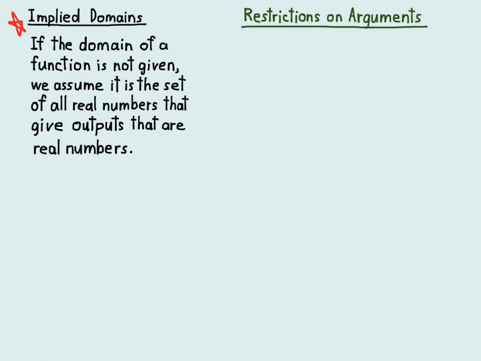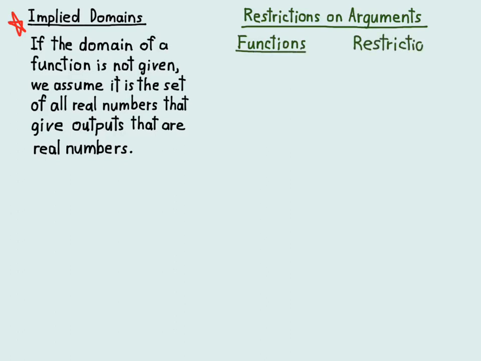Okay, so we call these restrictions on arguments. That would be numbers that cannot be used for the argument. The argument is the stuff that you're doing something to. So like if you had a squaring function, if you're squaring x, then x is the argument. If you're squaring x minus 1, then x minus 1 is the argument of the squaring function. Okay, so the argument is sometimes x and it's sometimes not.